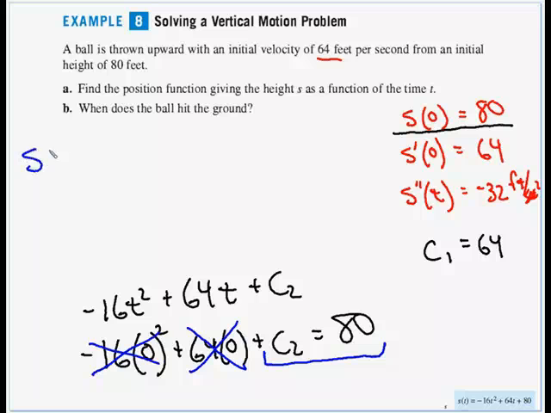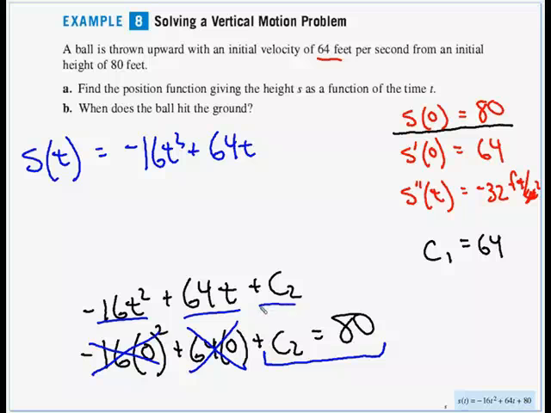So, s of t, our position function, is we found negative 16t squared right here, plus 64 times t right here, and we solved for c2. We found our constant was 80, plus 80. So there's our position function giving height s as a function of time t.